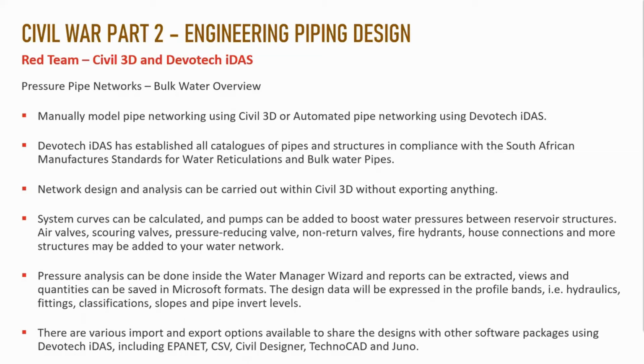Then for the pressure pipe networks, the bulk water overview. I did get a lot of requests on this one, so I'm going to put more emphasis on this. So how we actually design a bulk water is the following. Yet again, you can either manually create the pipes and the structures inside of the network in Civil 3D, or you can use the automated pipe networks using Devotech iDas, which I am going to show.